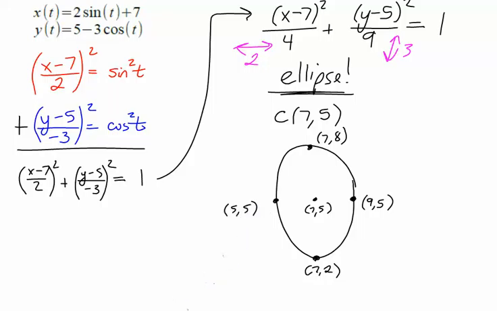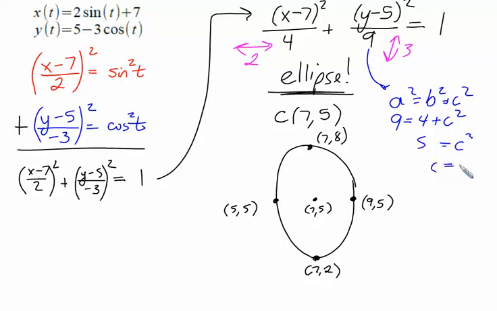Now remember our focal points here for an ellipse. It was that a squared is equal to b squared plus c squared. The a in this case is going to be 9. 9 is equal to 4 from here plus c squared. So c squared is equal to 5, or c is equal to plus or minus square root of 5. So our focal points are going to be up square root of 5, which would be (7, 5 plus radical 5), and down radical 5, which would be at (7, 5 minus square root of 5).